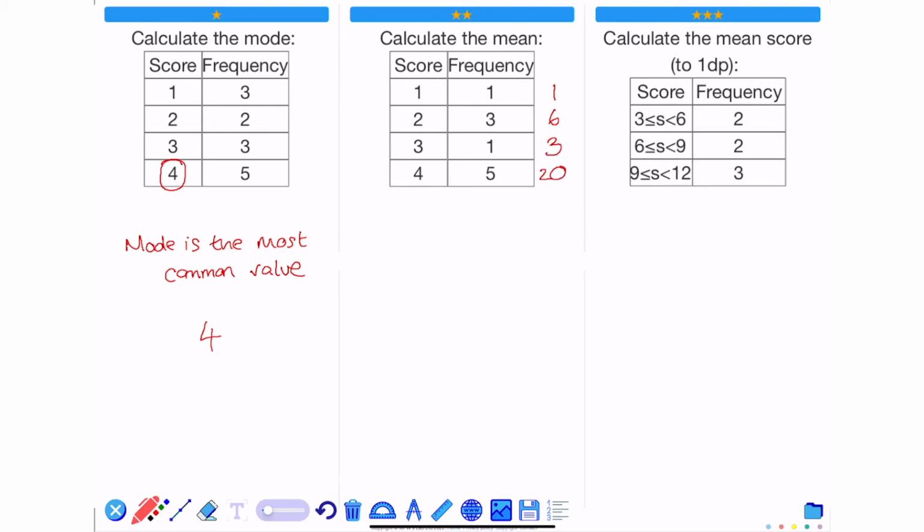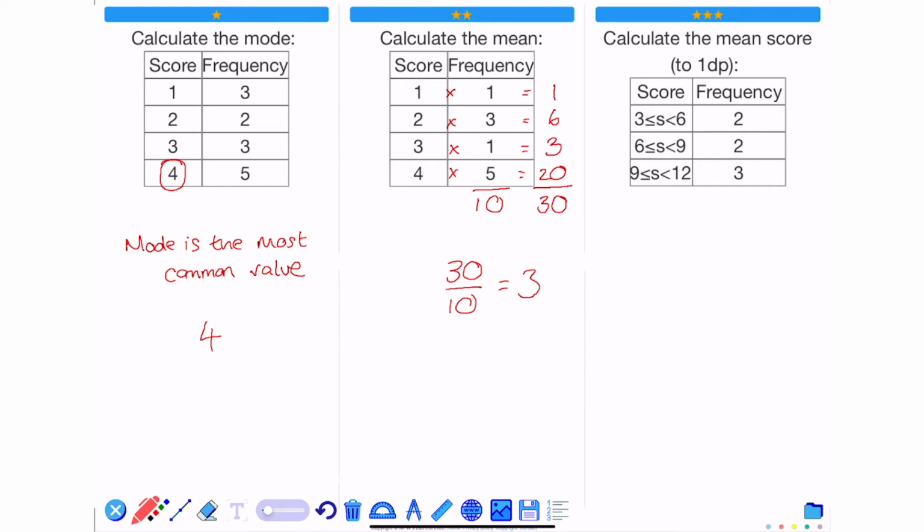You'll notice that by multiplying the score by the frequency, it gave me each of the values that I've written on the side of my table. If I add up all of these values, this gives me 30. And if I divide by how many there are, which was the total of the frequency, this gives me 10. 30 divided by 10 is 3. The mean is 3.